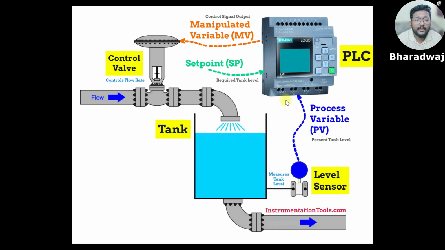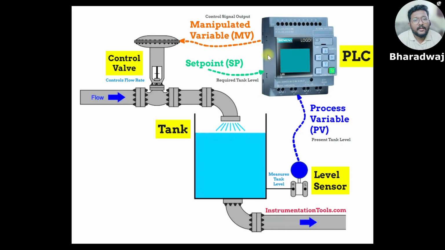Next, let's say I want to maintain or control 50% of the tank level. That means I have to enter my requirement inside the PLC. This requirement we will call the set point, SP. Set point is the value which I require, the tank level requirement, how much I want to maintain the tank level. This I will enter inside the PLC.